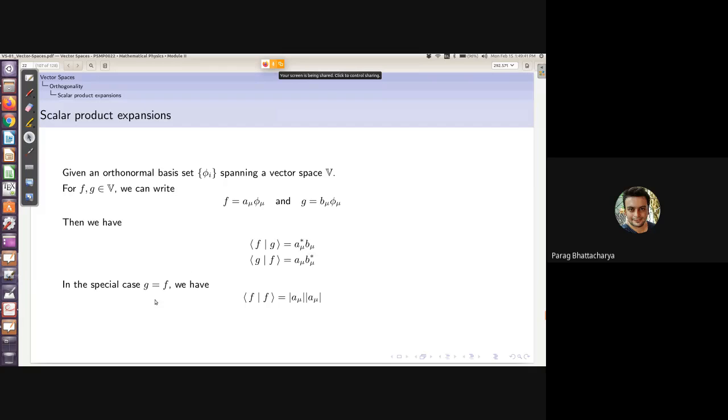And in the special case where the vector f and vector g are equal, both of them will be the same, f and f, or g and g. So this is going to be equal to a_mu star a_mu, which of course means this. Because the dummy index mu is repeated, what this really means is you are taking the sum over mu of a_mu squared.